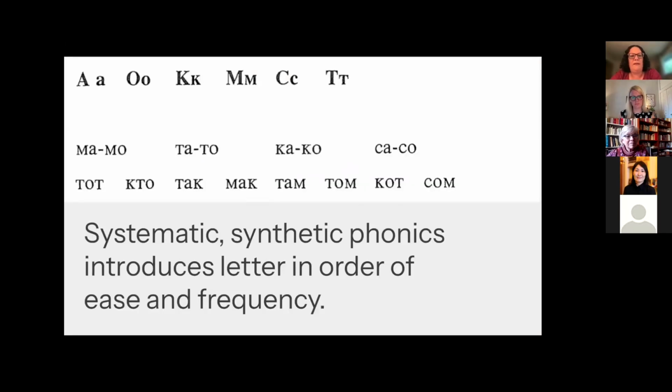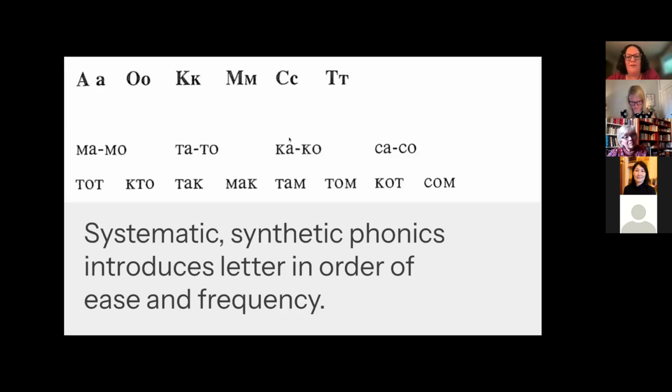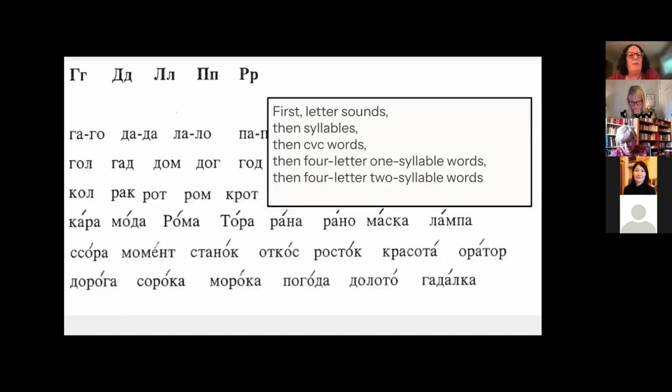And systematic and synthetic phonics is introducing letters in order of ease and frequency, and directing students' attention to how they combine. So I think most of us tend to start with our A, O, K, M, S, T, right? All of the letters that are similar to English. And we often tend to introduce things in terms of ease and frequency. So that part we tend to do already.